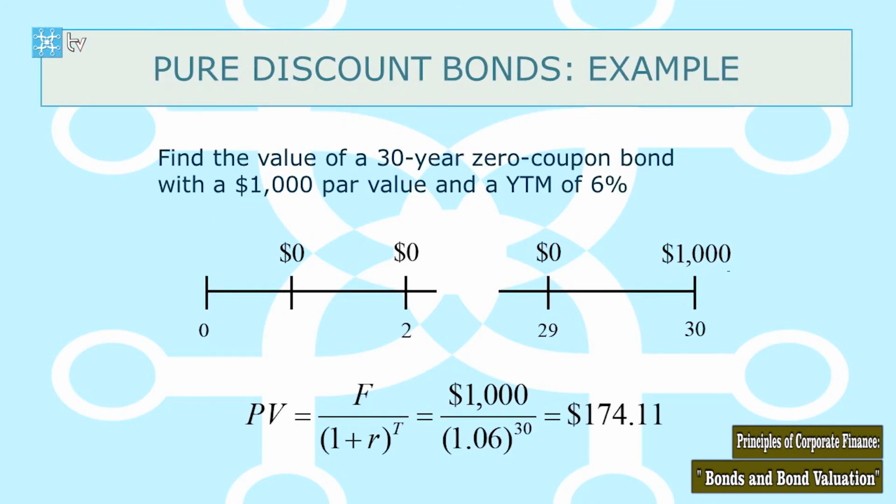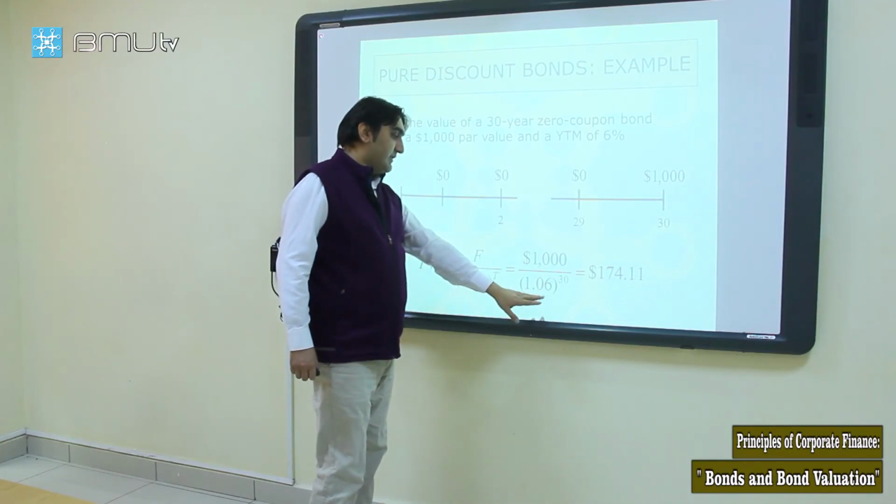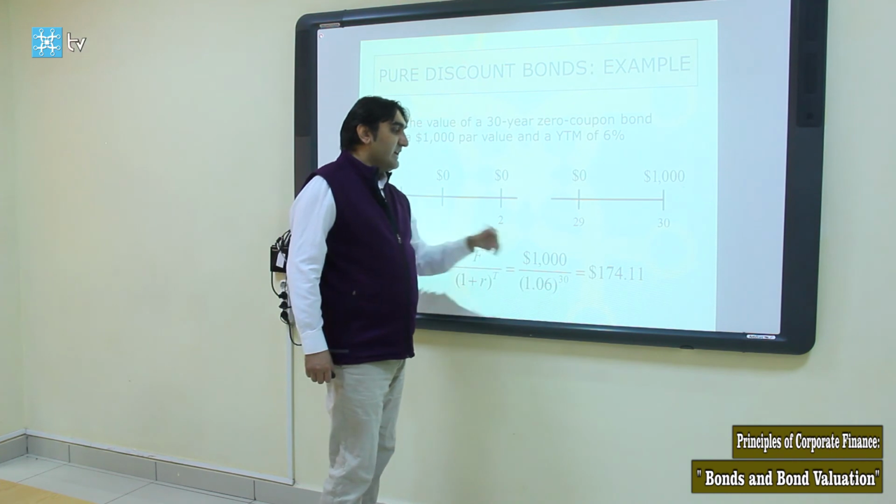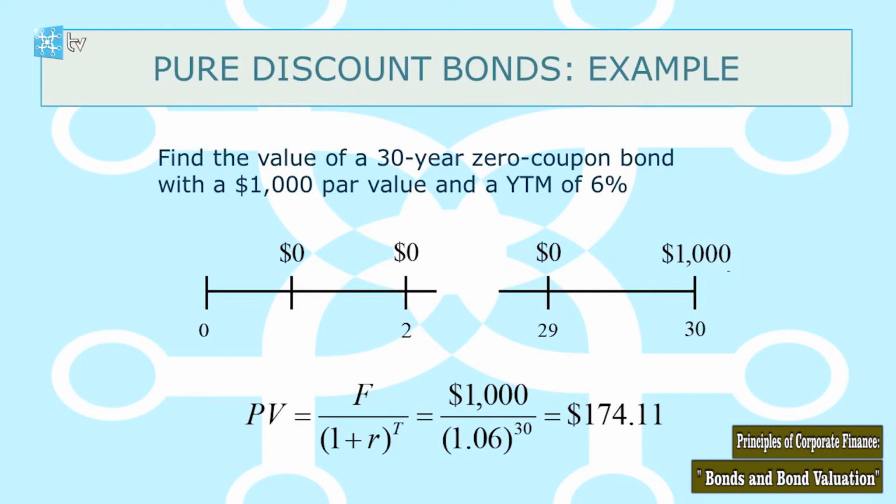For example, find the value of a 30-year zero coupon bond with 1,000 face value and a yield to maturity of 6%. Zero coupons, we have a 1,000 payment at the end of the 30th year. So the present value of 1,000 at 6% for 30 years gives us the price of this bond. This is $174.11.